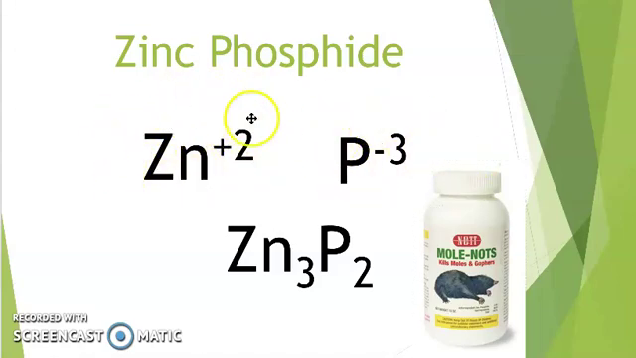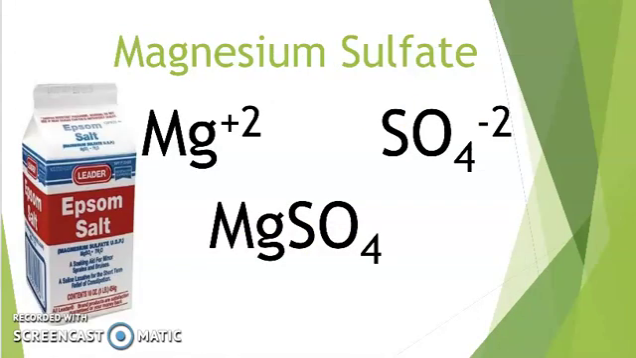So if I have 3 zincs +2, I have zinc +2, zinc +2, zinc +2. That's an overall charge of +6. So I have Zn3, and then I have P -3, P -3. I have 2 phosphides. That's an overall charge of -6. So my overall charges, when added together, have a net charge of 0. So I can have Zn3P2.